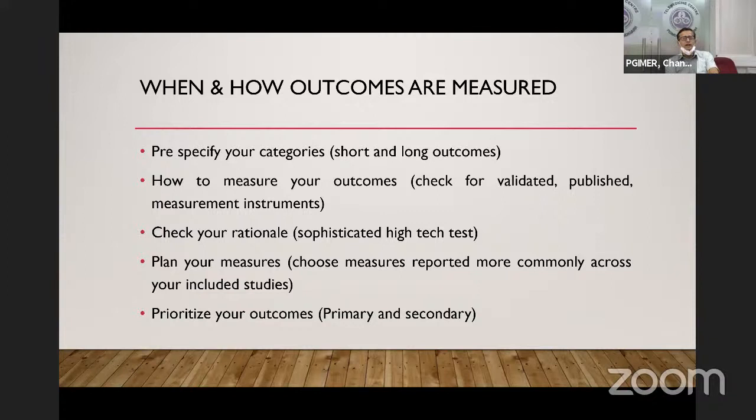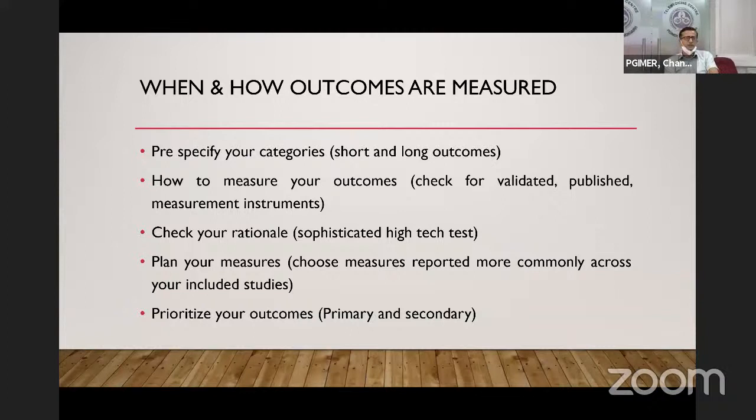If there is some technology or test you are comparing with another test, you have to take care whether the test was launched one year ago or validated 10 years ago, because you have to see the findings of the studies about its sensitivity, specificity, and accuracy. So that depends upon your rationale. And then you plan your measures, choosing measures reported more commonly across your included studies. So for the outcomes, you have to plan all the measures accordingly, and you have to give priority.